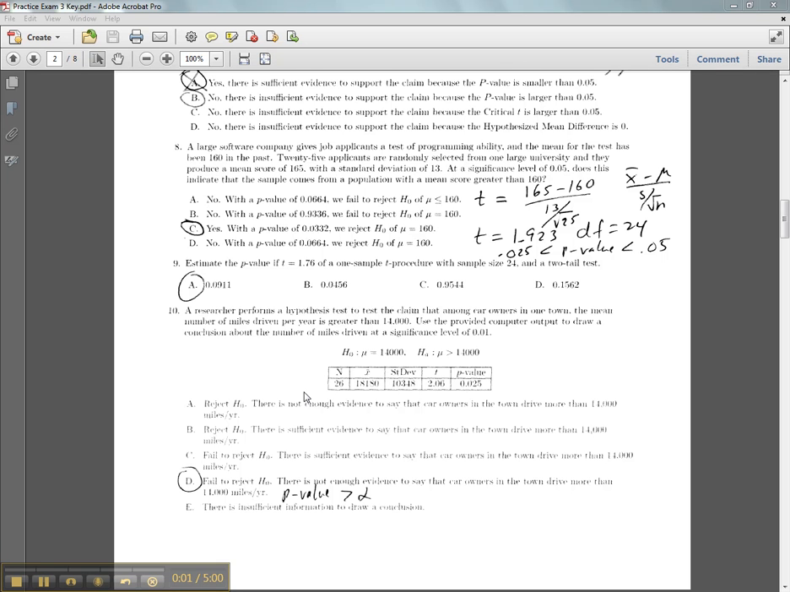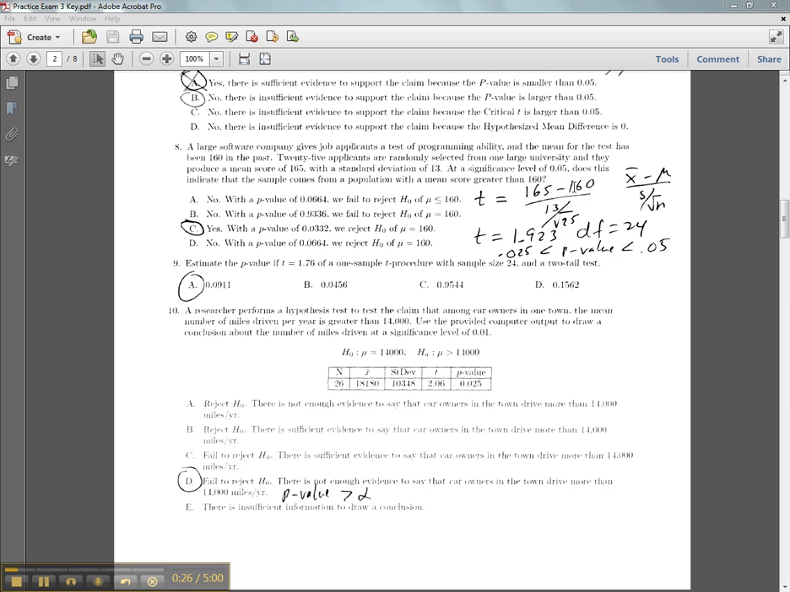Number 8 on the practice exam. A large software company gives job applicants a test of programming ability, and the mean for the test has been 160 in the past. 25 applicants are randomly selected from one large university, and they produce a mean score of 165 with a standard deviation of 13. At a significance level of 0.05, does this indicate that the sample comes from a population with a mean score greater than 160?